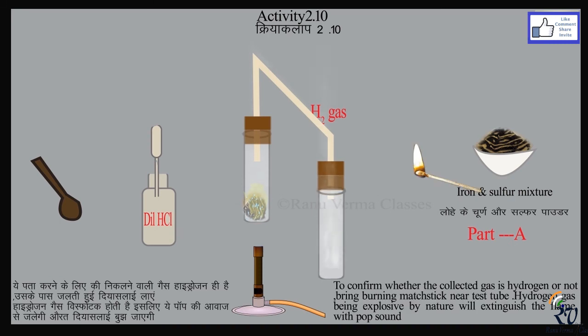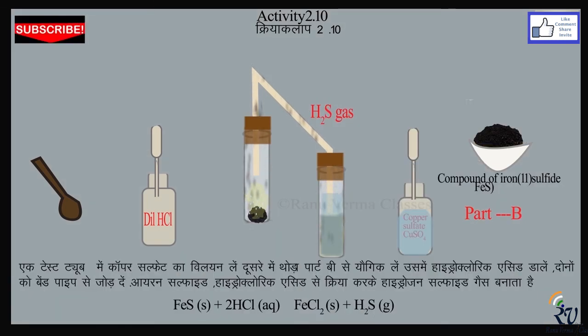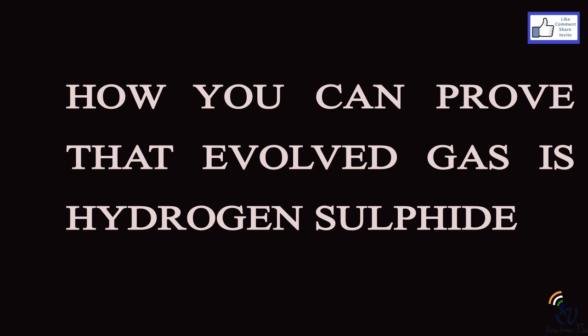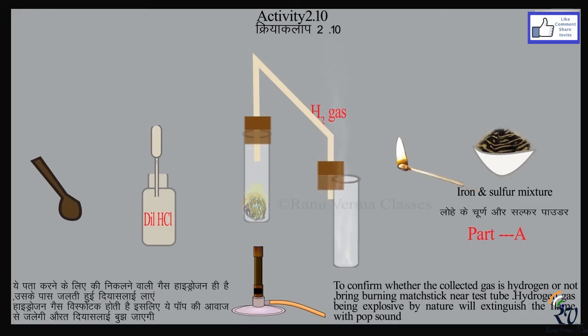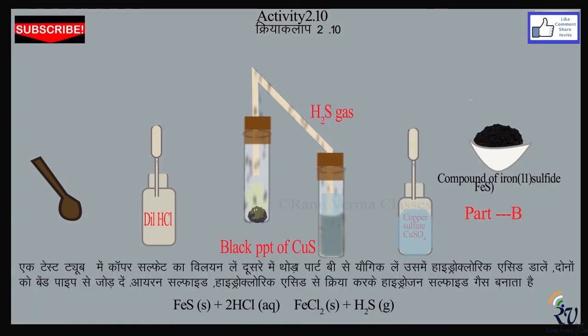Now the third practical, with dilute hydrochloric acid: part A produces hydrogen gas and part B produces hydrogen sulfide gas. So here also a few chemical-based questions will be asked. Why was hydrogen gas produced in part A and why was hydrogen gas not produced in part B? And the second question, how can you prove that the emerging gas was hydrogen sulfide in part B? To test the hydrogen gas, we have done the pop sound test. To confirm hydrogen sulfide, we did the copper sulfate test.